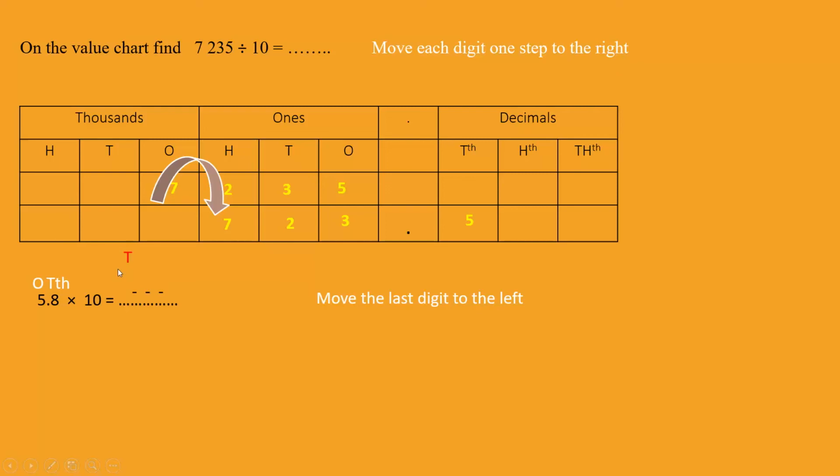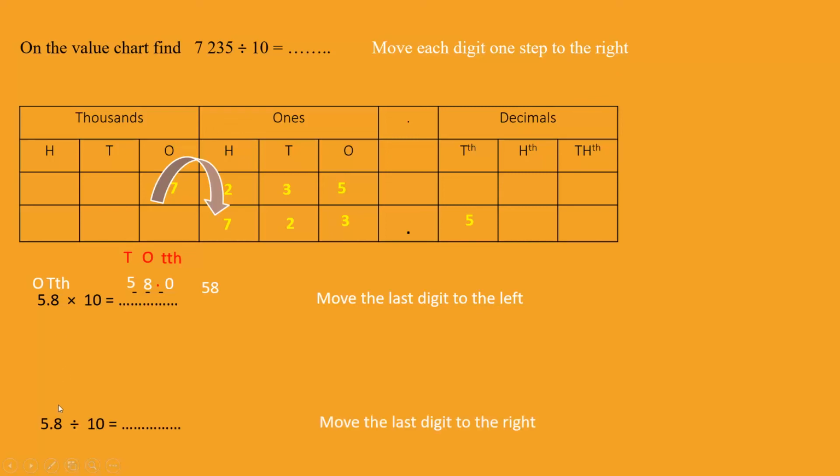Yes, right. It will be 5 in tens and then ones and then tenths. So we have here 5, and 8 moves to ones. Okay, and where is the decimal point? We will put the decimal point, then put 0 because we don't have any number. So it will be 58.0, like 58. Okay.